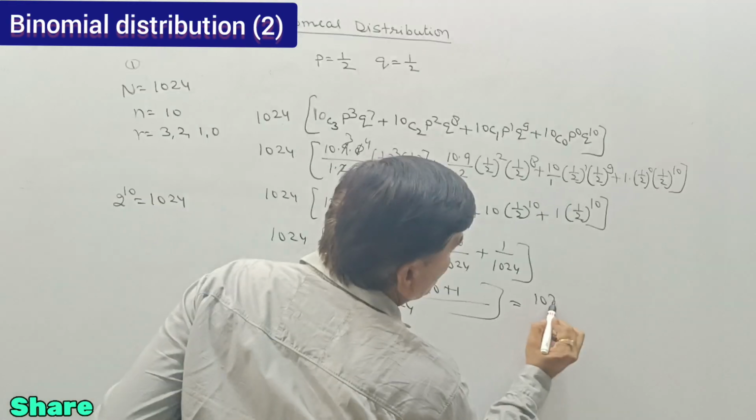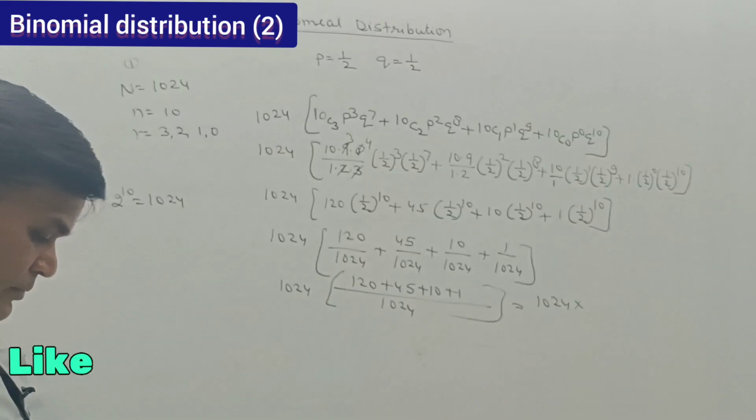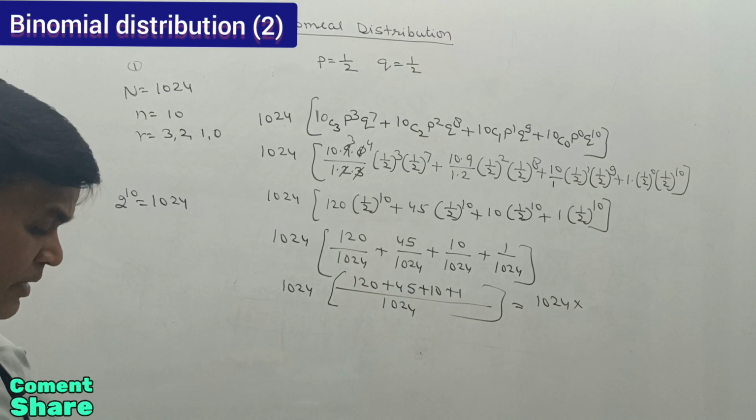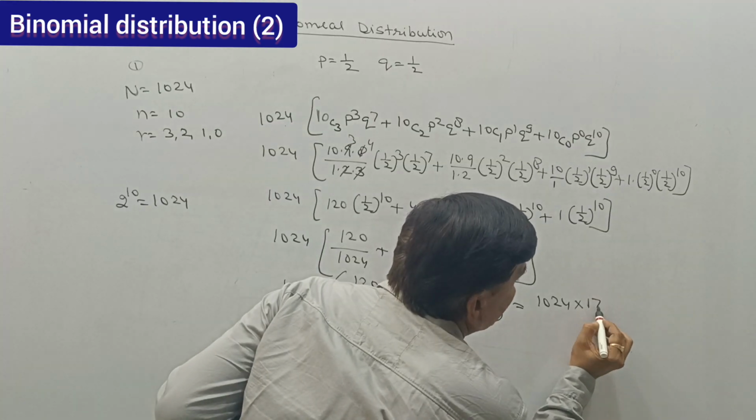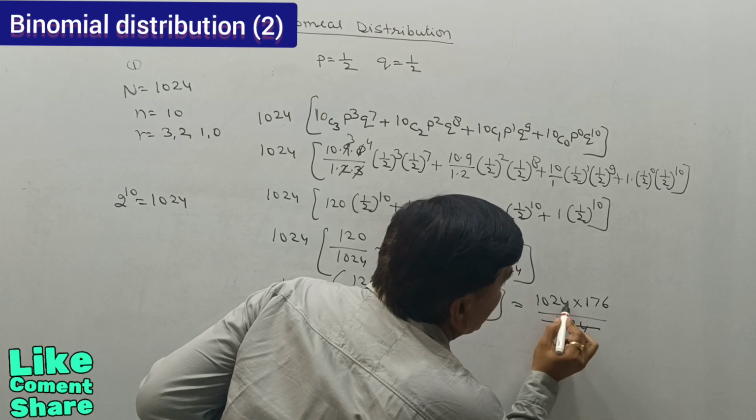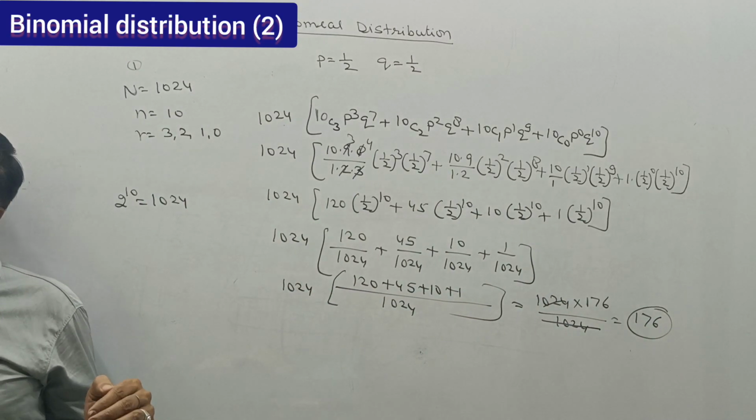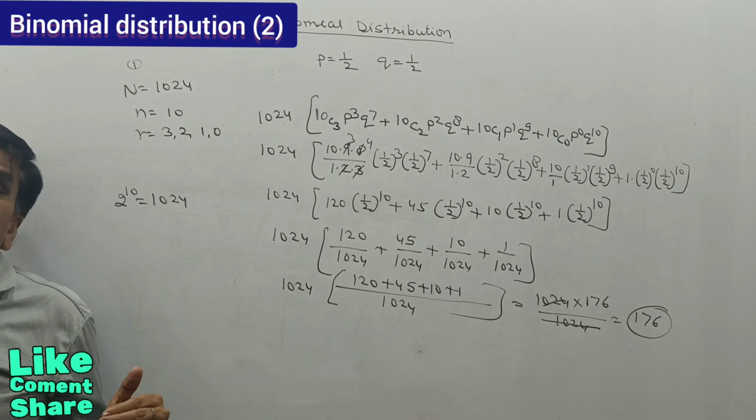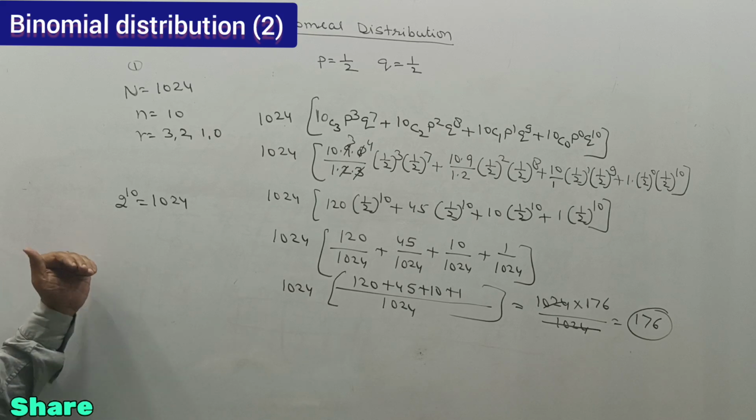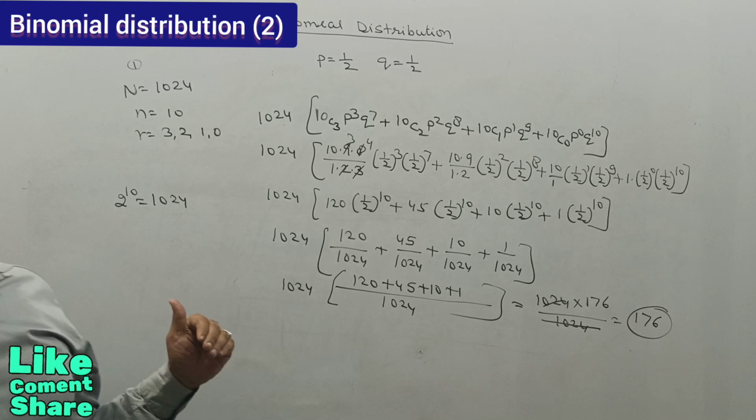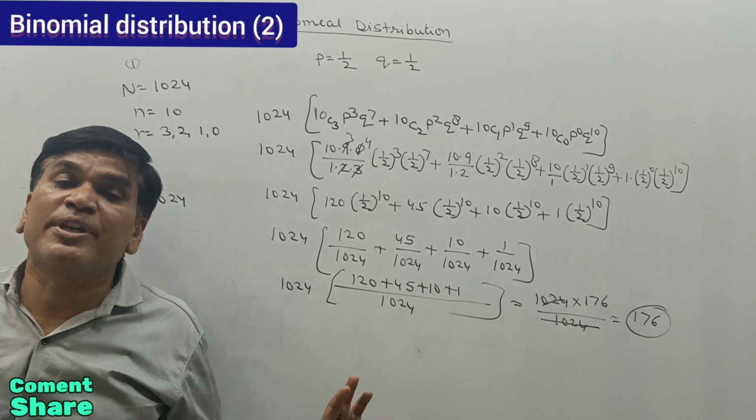So we have 1024 multiplied by 120 plus 45 plus 11, that is 176, upon 1024. Cutting this, 176 reporters will say that 3 or less than 3 persons are watching this serial. So this is a very important question. Many times I have seen the same question in examinations. So the answer will be 176.